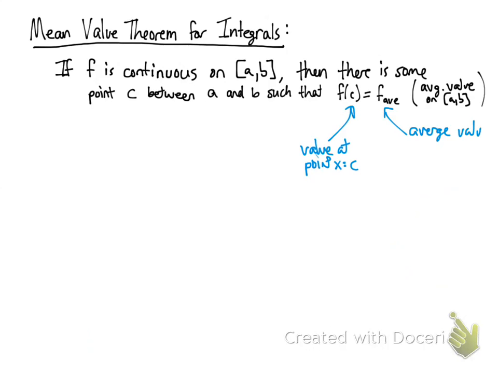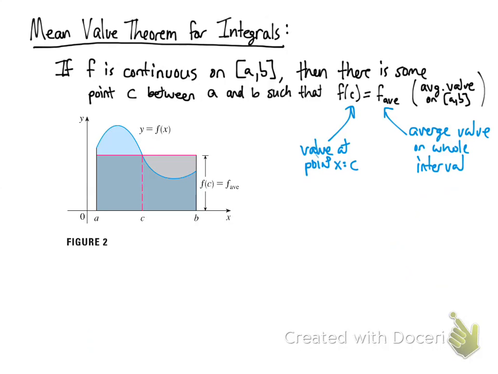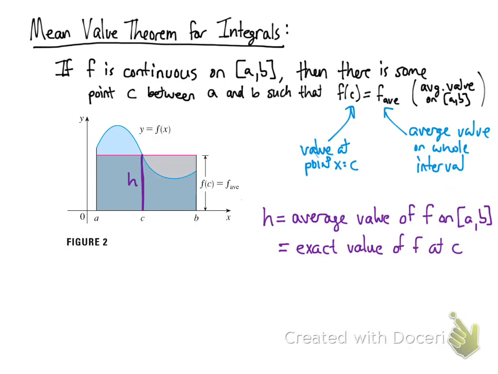So f of c, remember, is the value of the function at this point c, and the average thing is the average value of the function on the whole interval. So all this says is if you graphed the function and you smushed it out flat, the height of the rectangle you would get is actually equal to f of something. Right? The height of the rectangle you get, which is the average value of the function, has to equal the exact value f of some number c between a and b.